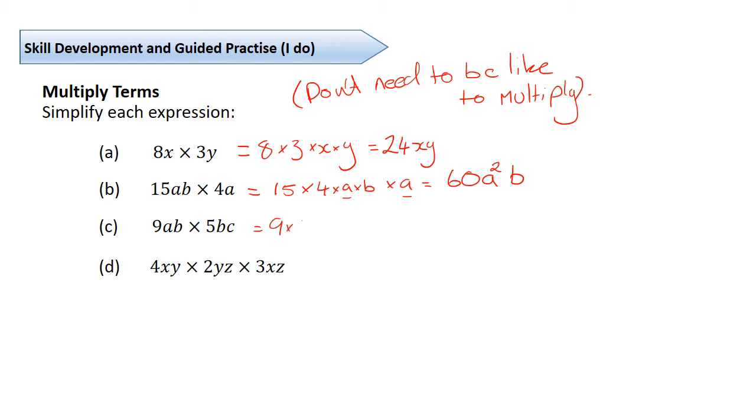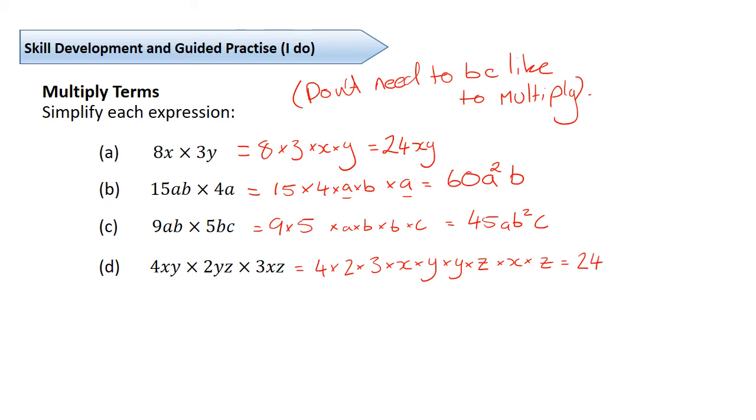Again, numbers out the front, so I have a 9 times a 5 times an A times a B times a B times a C. And then I'm going to tidy that up. So numbers multiplied together, 45. So I have B multiplied by itself twice, so I get B squared, and then a C there. Here we go. So this one, numbers out the front, 4 times 2 times 3 times x times y times z times x times z. 4 times 2 is 8 times 3 more is 24.